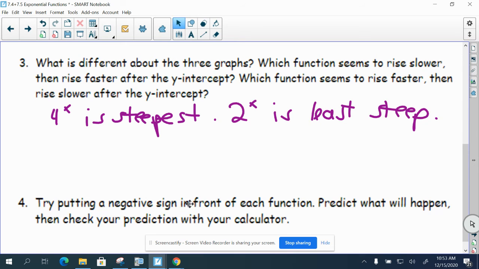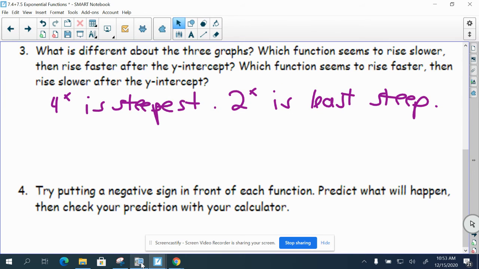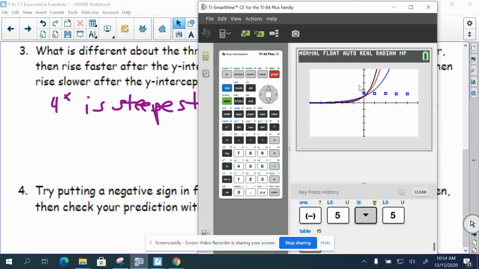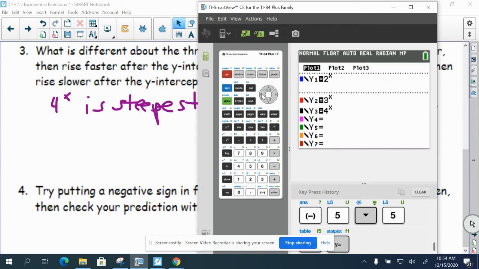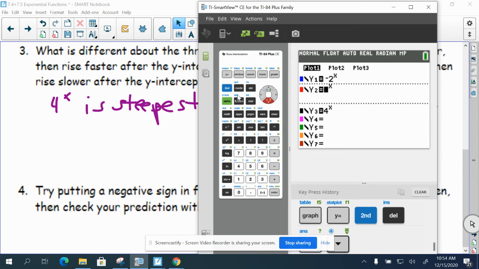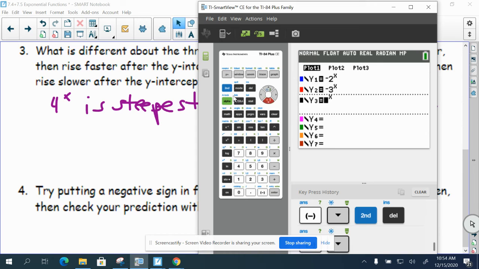And then we're going to try putting a negative sign in front of each function. What do you think would happen if we put a negative sign in front? Well, it's just going to make every value negative, so it's going to make it go down. So let's try it. Do second insert negative, or you can just retype everything. Second insert negative sign, second insert negative sign, press graph.